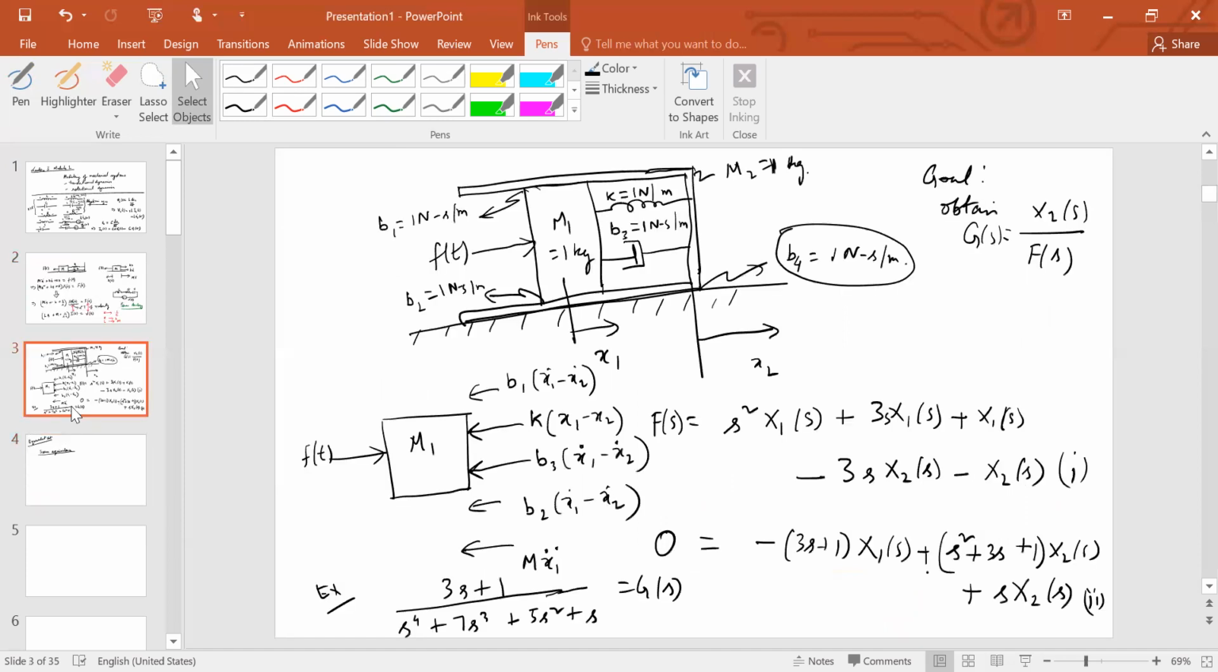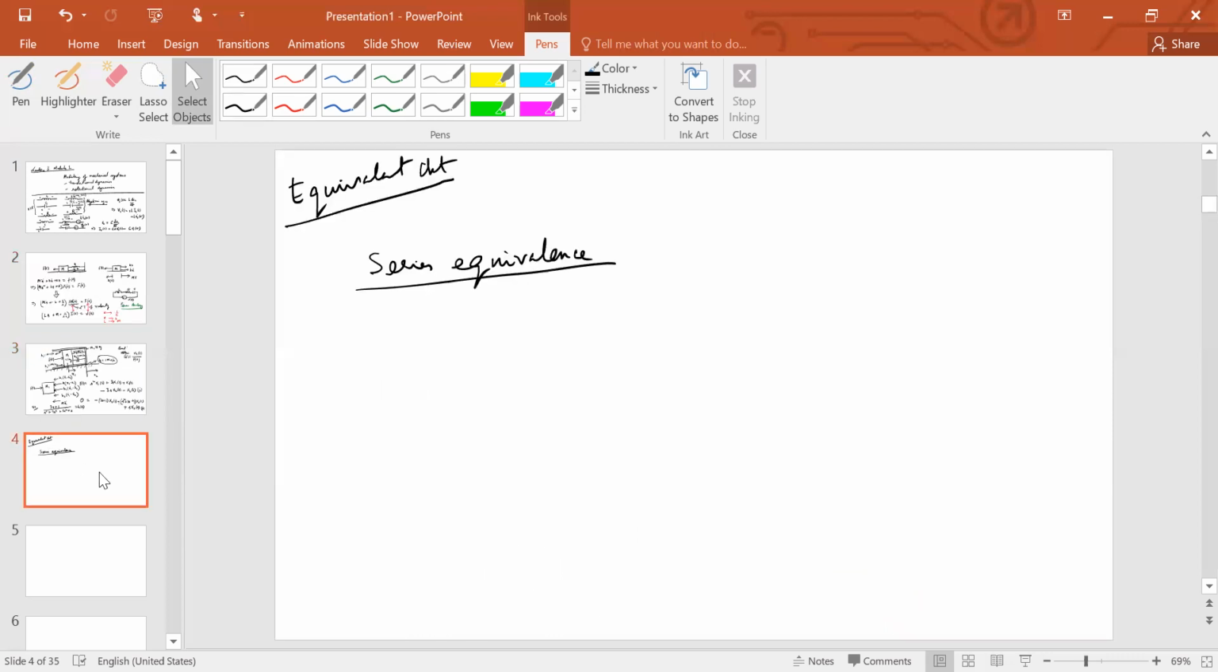So now I urge you to look at this particular equation, the form of this equation. The coefficient of x1 is s square plus 3s plus 1 here, and that of x2 is minus of 3s plus 1. What does that tell you? So let me try to draw the electrical equivalent of this. So let's say this is the applied voltage here.